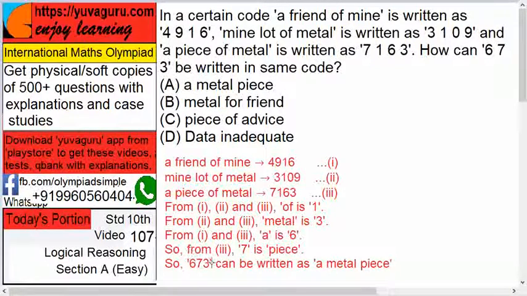Okay. So 673 will be written as what? "A metal piece", or it can be "a piece, a metal", or anything. The sequence is not important. All the three should be there.